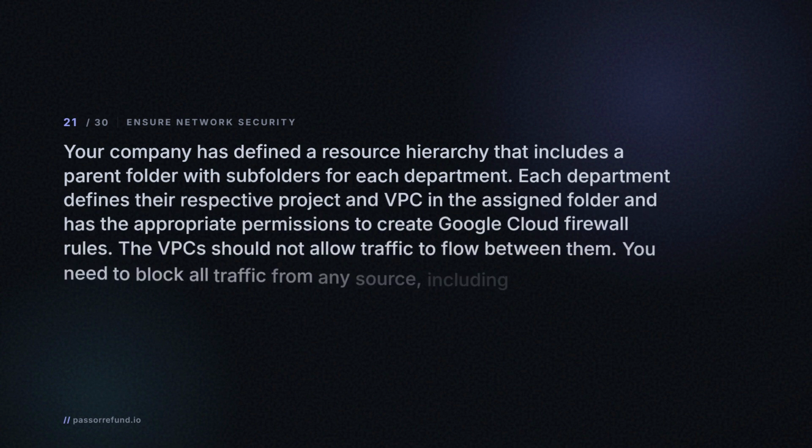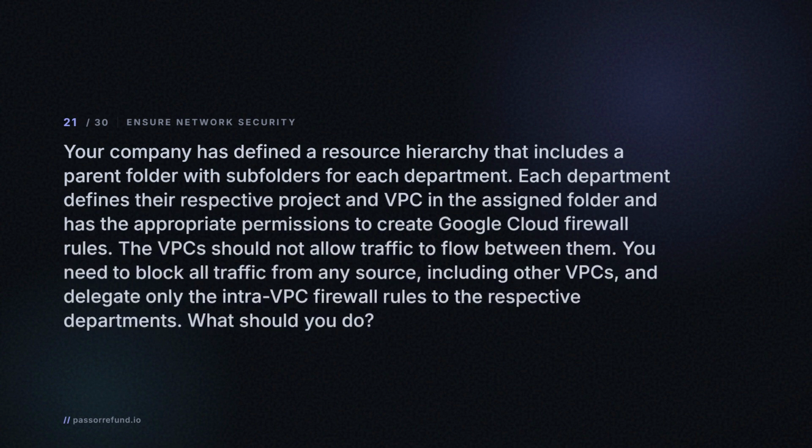Here's the next one. So, your company has this resource hierarchy, right? It's got a parent folder, and then subfolders for every department. Each department sets up their own project and VPC within their assigned folder, and they have the right permissions to create Google Cloud firewall rules. Now, the big thing is, these VPCs shouldn't allow any traffic between them. You need to block all traffic from any source, even other VPCs, and only give departments the power to manage firewall rules inside their own VPCs. What do you do?